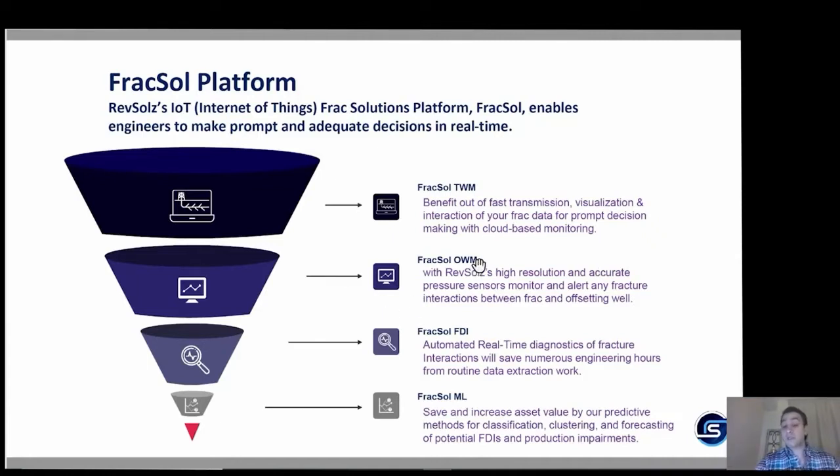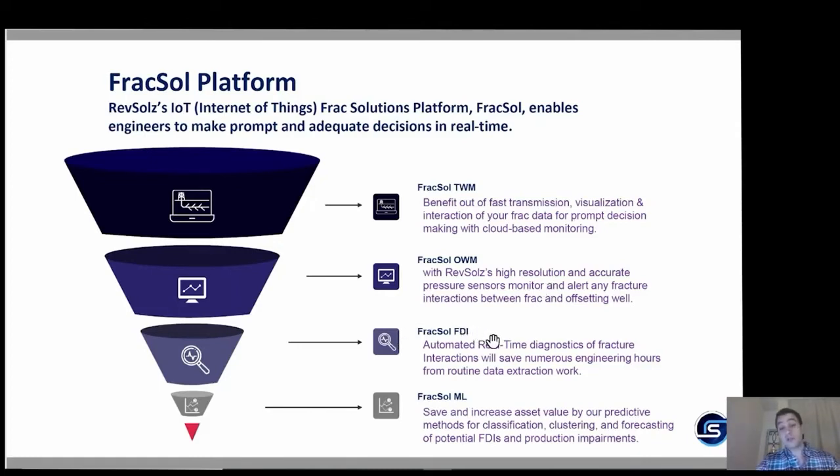Fraxel OWM is the second module, which stands for offset well monitoring, and we're providing our high resolution and accurate pressure sensors for your wells, casing, and tubing for treatment and offset wells, which again, everything is transmitted to our cloud, from where you will again be able to see it with our visualization interface and set your alarms and receive notifications.